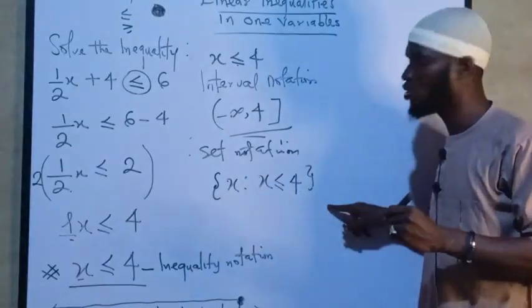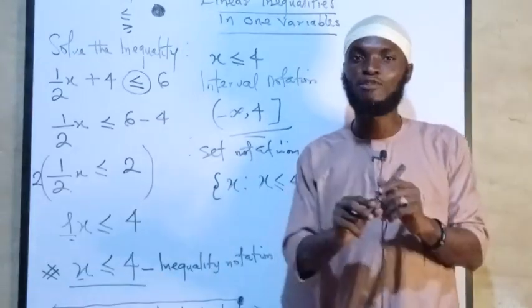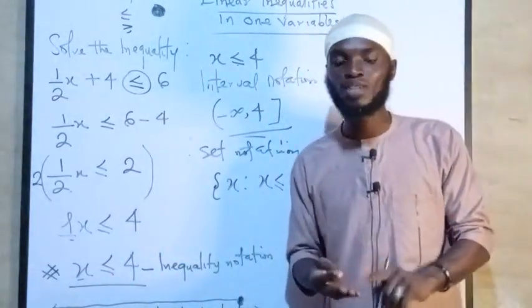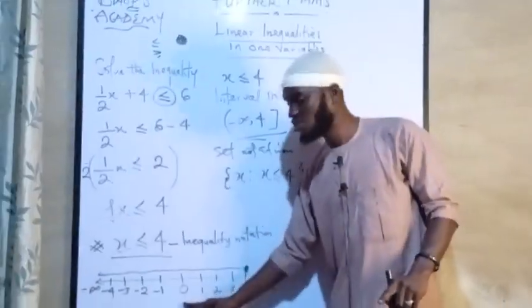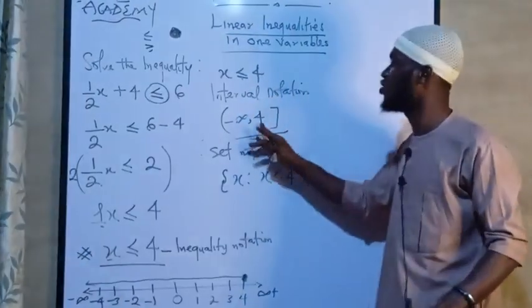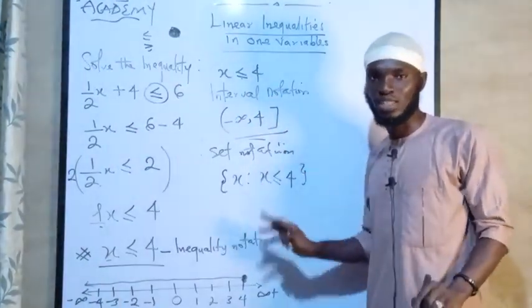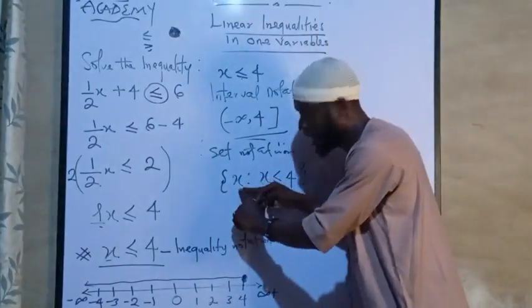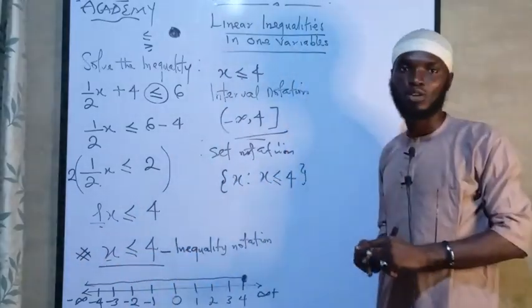So what type of notation is this? This is set notation. I've explained number line notation now. I've explained inequality notation. This is inequality notation. This is number line notation. This is interval notation. This is set notation. Is that noted? All you need, just put x here, then write the answer. Are we together?